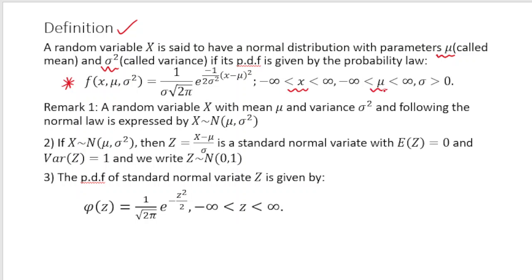The mu, that is the mean or expectation of the random variable x, can take the value between minus infinity to infinity, and sigma will be greater than 0. Now let us look at some of the very important properties.